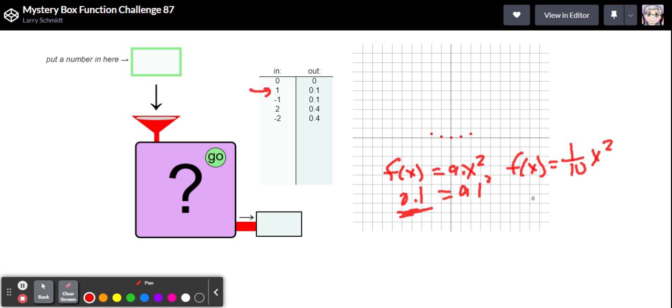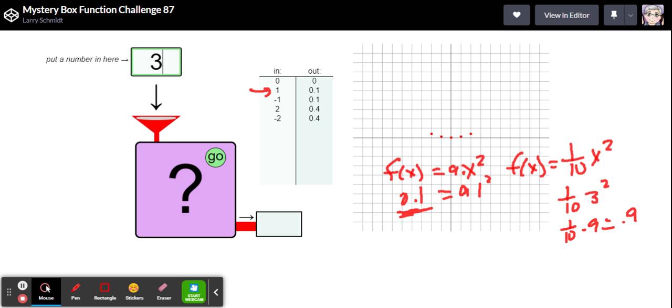Let's make sure this is working. Let's predict another point. So what would happen if we put in a 3 here? Well, 3 squared times 1/10, 3 times 3 is 9, so that'd be 9 times 1/10, or 9/10, or 0.9 as it'll come out here in our chart. So let's put in a 3 and see if we get a 0.9. And we did get a 0.9.